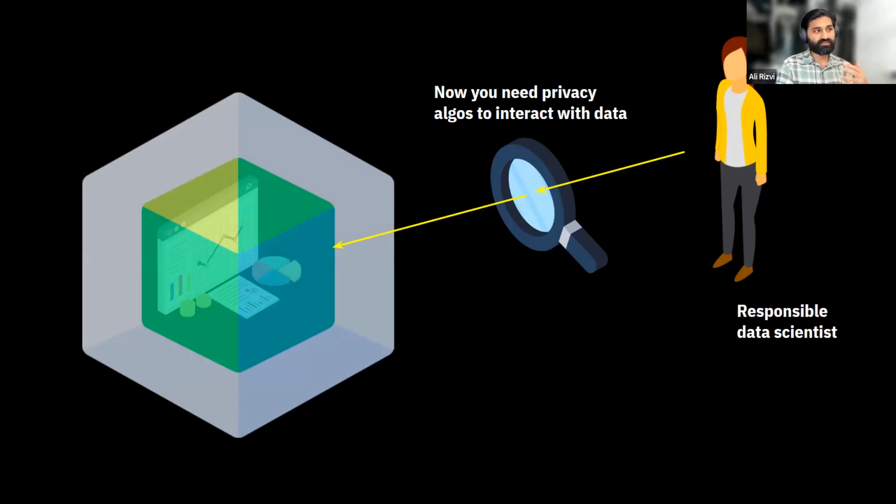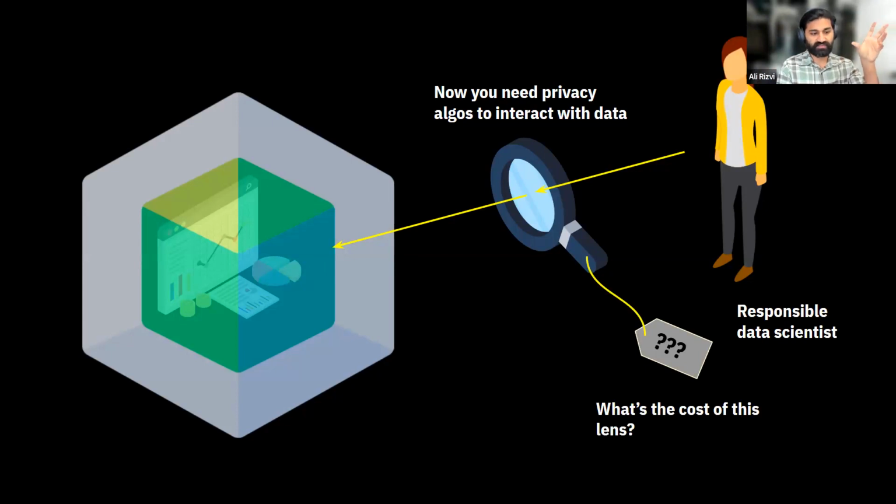Now, the question is, what is the cost of this kind of lens that you're using to look into the data? What is the cost of this type of privacy algorithm? How is the access to the data managed? Because we said the data is secured, but you are still interacting with it. So what is this interface, and what is the cost of this interface?